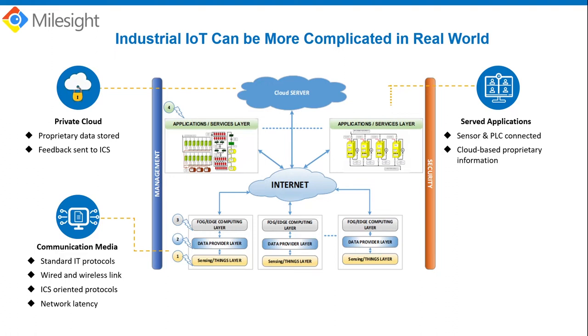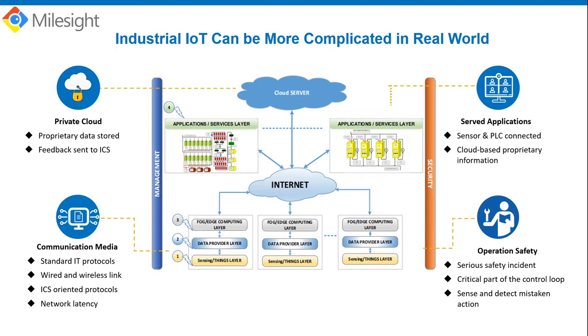And finally, when you deal with industrial IoT ecosystem, the operation safety is a big issue. This ecosystem may be a critical part of the control loop, and incorrect action of the control process might push the system to an unstable and unsafe condition. So, selecting sensors, the programmable logic controllers, the communication protocol, or the communication process are all critical.